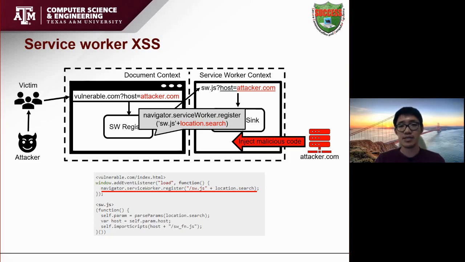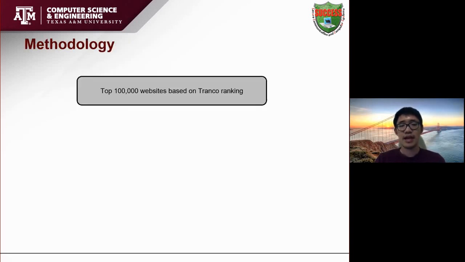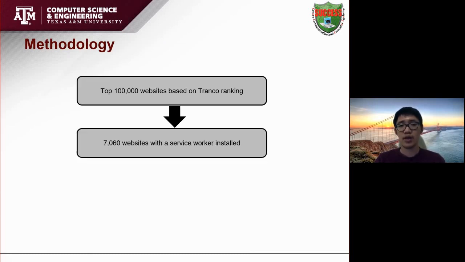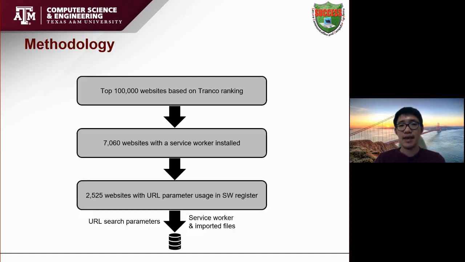To understand the prevalence of this problem, we first crawl the top 100,000 websites based on Tranco ranking. In total, we found 7,060 websites with a service worker, and 2,525 of them use a parameter in the register function.